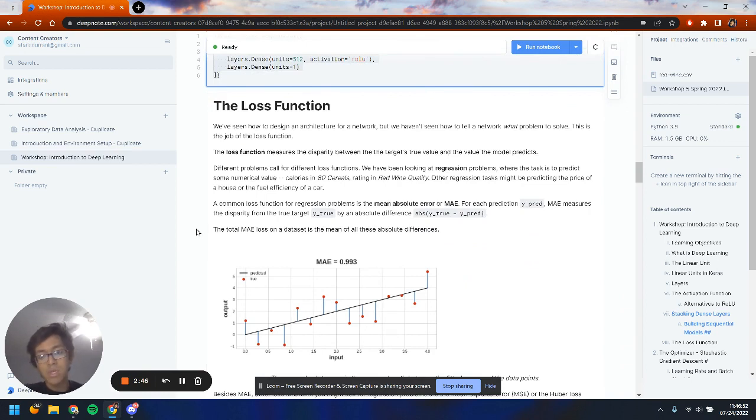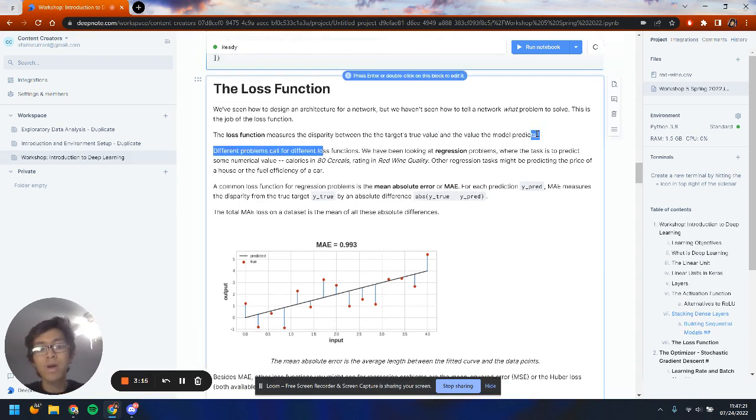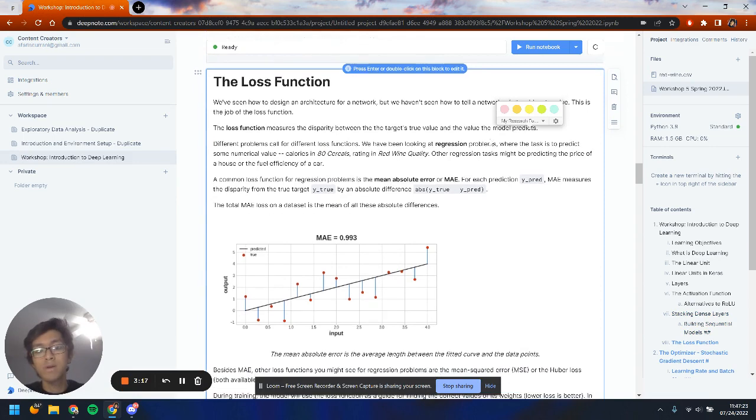Okay, and now that that's done, we can talk about how we can compute the accuracy of our deep learning algorithm. So we can find out how close it is to the expected output by using what we call the loss function. So the loss function effectively computes how far away your actual output is from the expected output. It measures the disparity between the true value and the value that the model predicts.